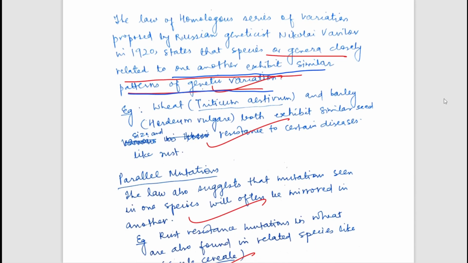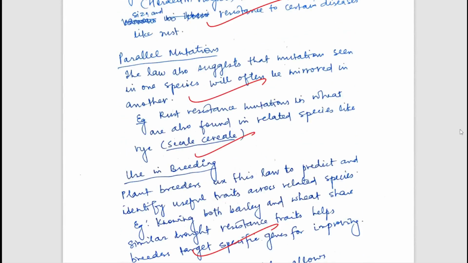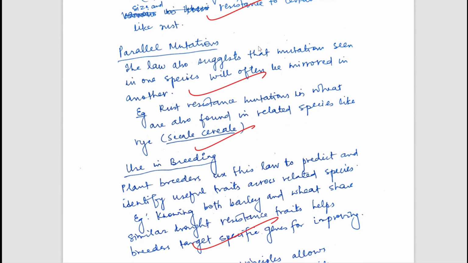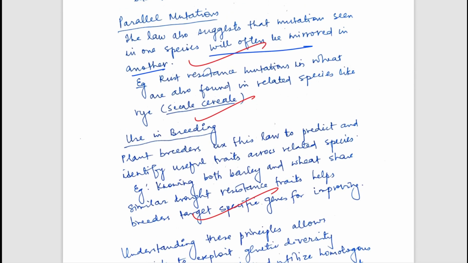So you can simply pause and read it. It was given by Vavilov. The next one is the law of parallel mutations. The law suggests that a mutation seen in one species will often be mirrored in another species. Its use in breeding has been mentioned. So you can simply pause and read it.